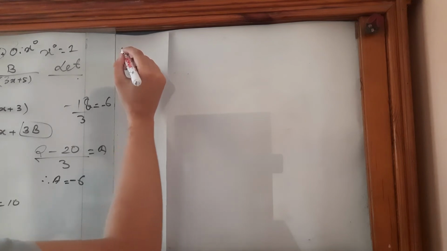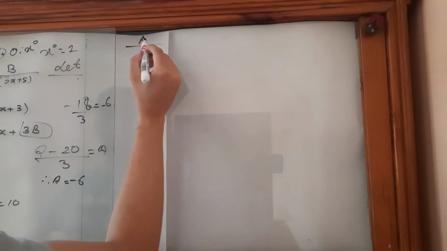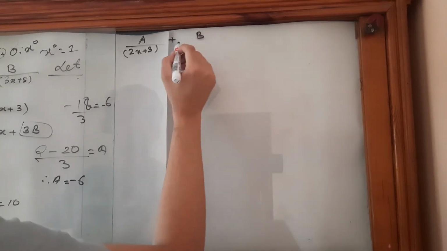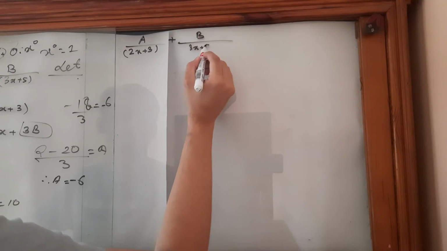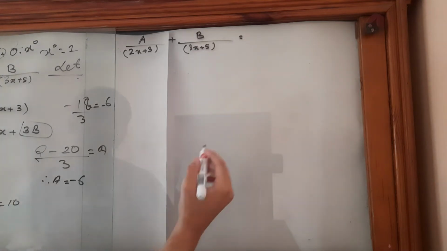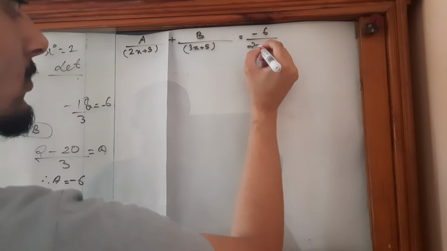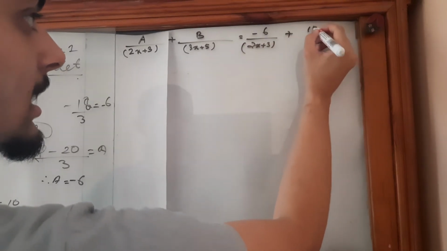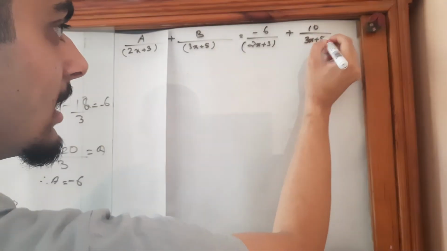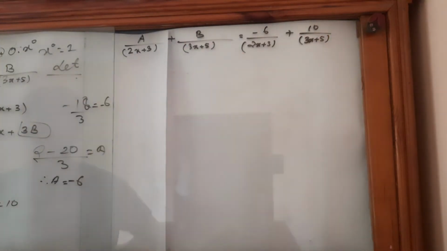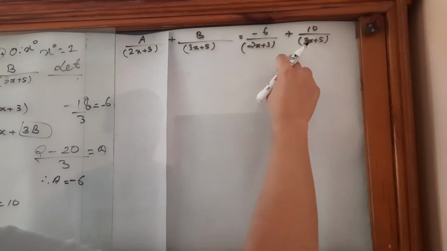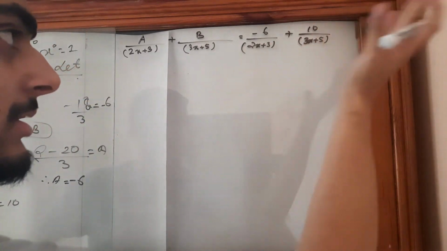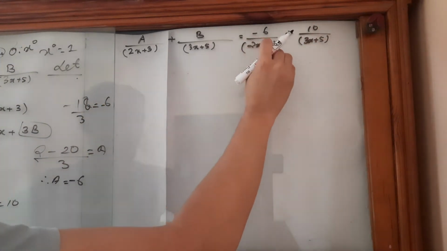The question gets changed into, let's write the question once again. We had supposed the question to be this, plus b over 3x plus 5. The value of a is minus 6, so minus 6 over 2x plus 3 plus b is 10, so 10 over 3x plus 5. This is the revised form of the original question, and we've brought it into addition form. That way we can just separate them into different integrals. Now let's just integrate them.